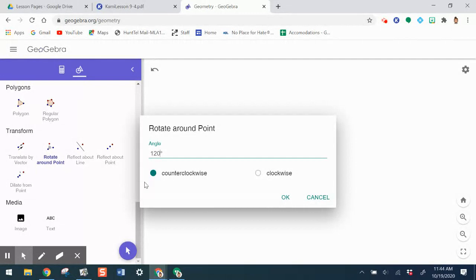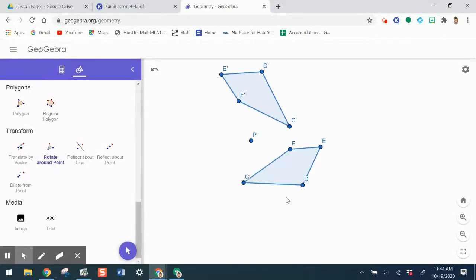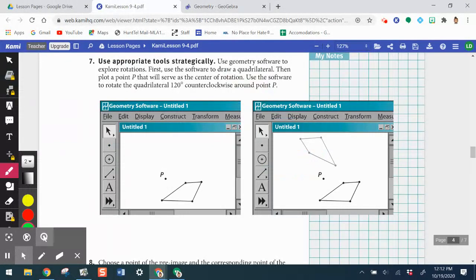I believe the default is counterclockwise, which they have asked us to do here, but you can always change that as needed. So we're going to rotate 120 degrees about or around point P as directed. And after we rotate it, we see that it goes ahead and labels all of our image points with a little apostrophe representing prime. So now that we have this done, let's go back to our text to see what things we need to discover through GeoGebra. So let's take a look.